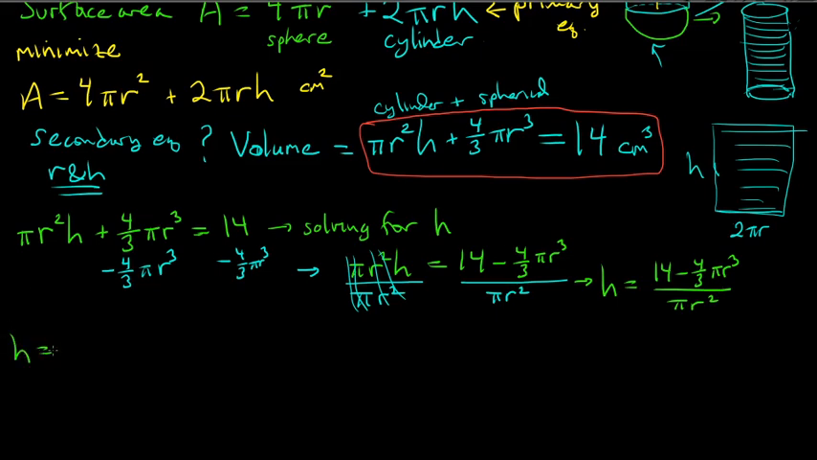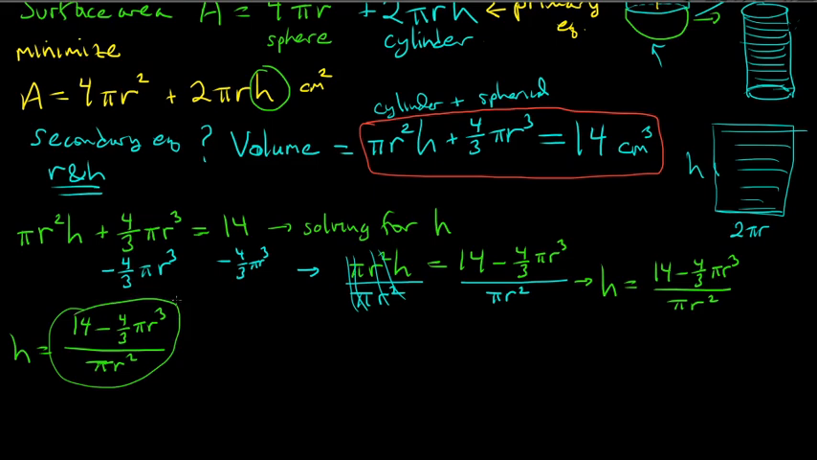And maybe I'll just copy it down over here. Make that big enough. 4/3 pi r cubed all over pi r squared. That's supposed to be a pi, right? All right, close enough. All right, so what do we do with that h? Well, everywhere we see an h up here in the primary equation, we'll just plug that in up here, right?